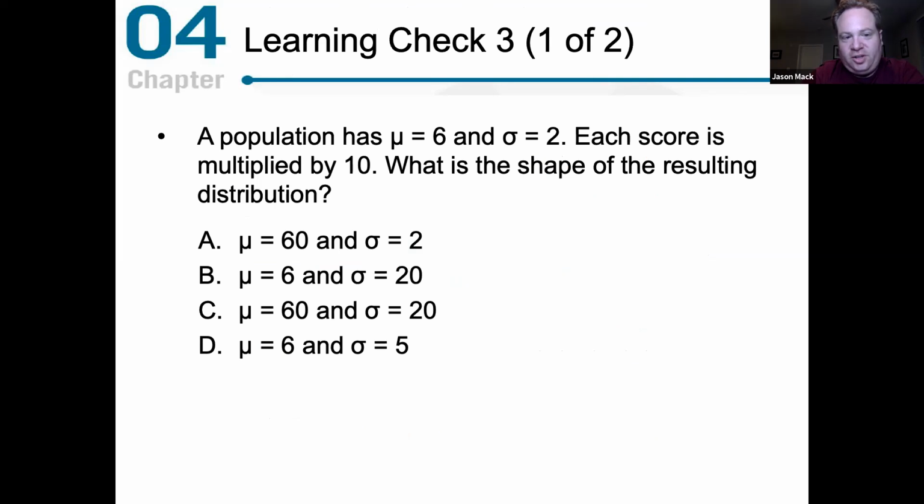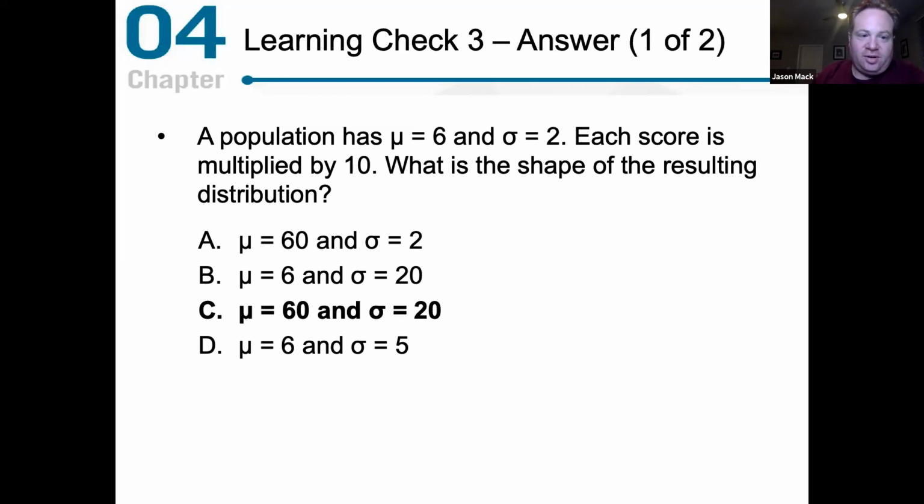Is the mean 60 and the standard deviation 2? Is the mean 6 and the standard deviation 20? Is the mean 60 and the standard deviation 20? Is the mean 6 and the standard deviation 5? Well, the answer is the mean is 60 and the standard deviation is 20.